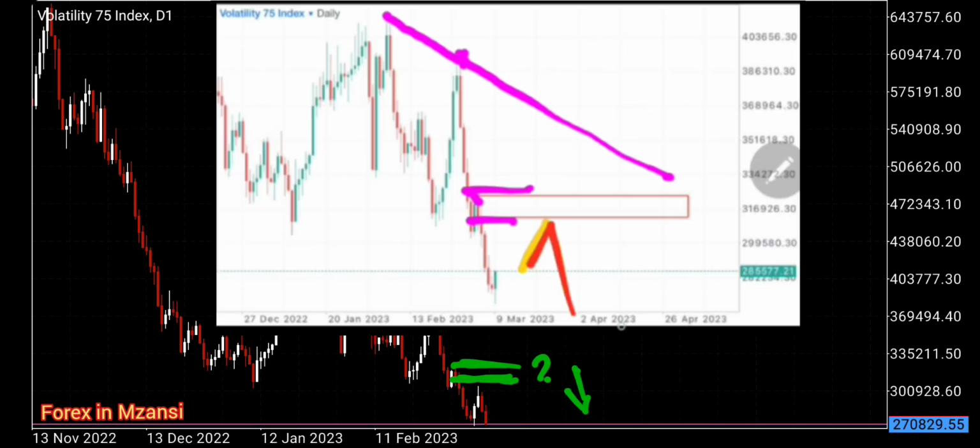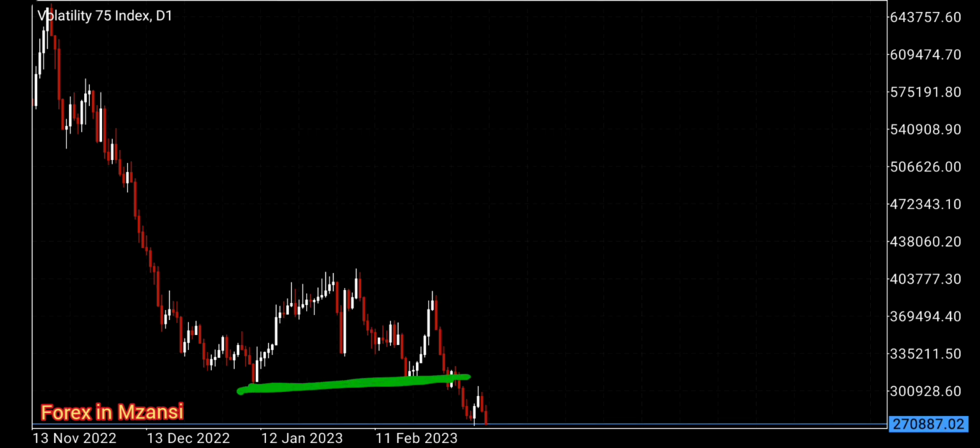So you can see that all these time frames that we have looked at so far have nothing that says that the bulls are coming in. This used to be a very sensitive area for the bulls, them trying to defend it, but even here they try to defend it.